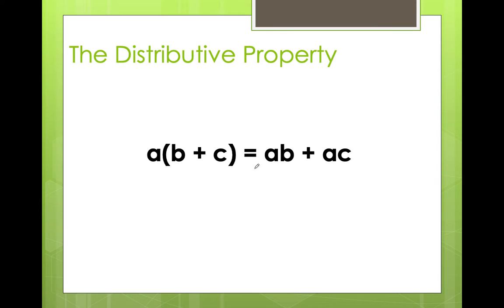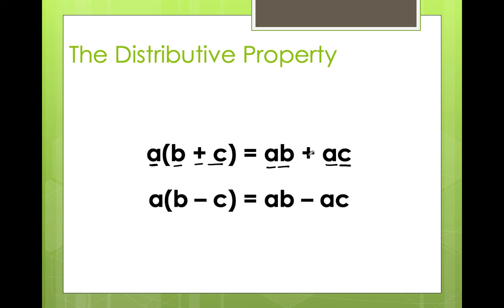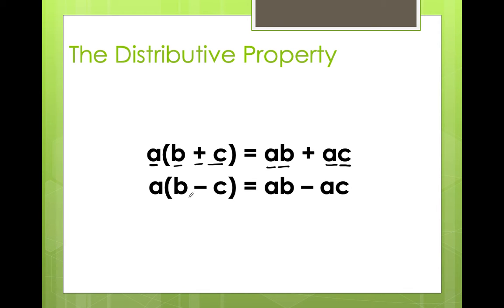The distributive property tells us that I can take a number or a letter A and multiply it by the quantity B plus C, and I get A times B plus A times C. The same goes for if the quantity in parentheses is B minus C. So A times the quantity B minus C is equal to A times B minus A times C.